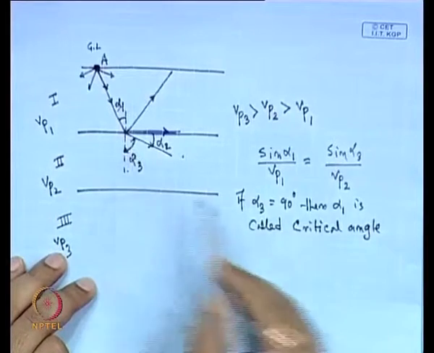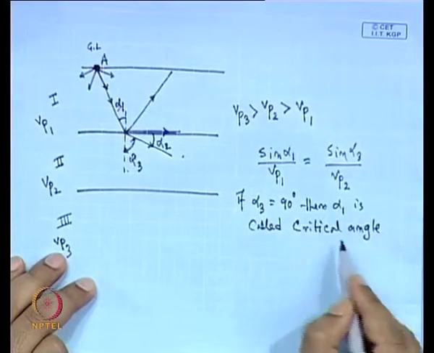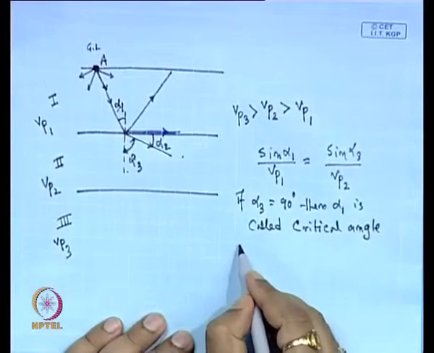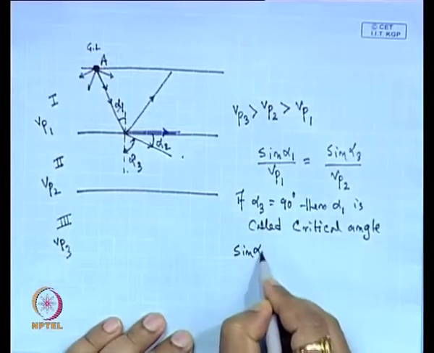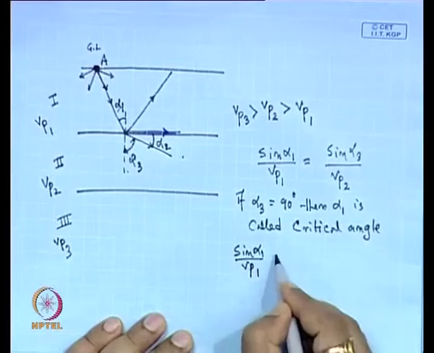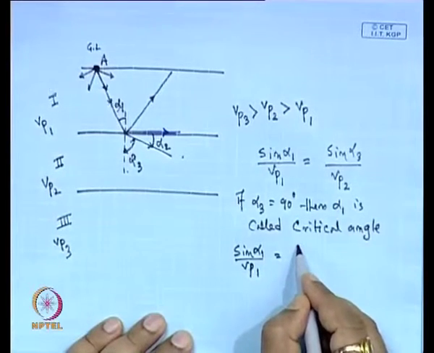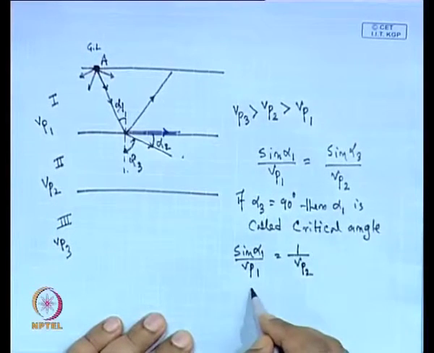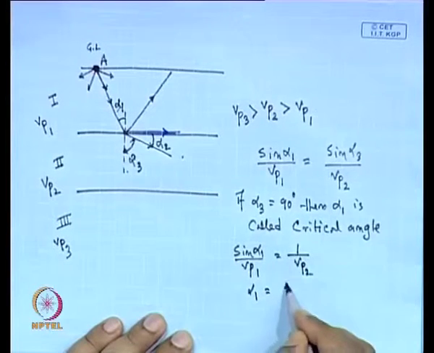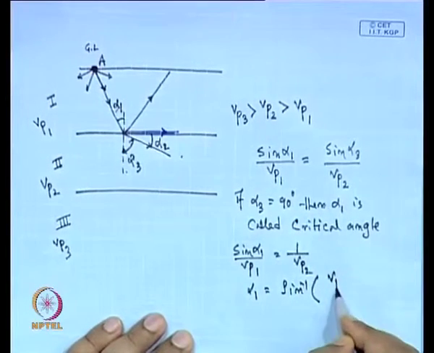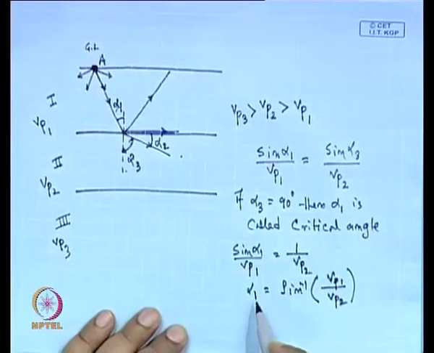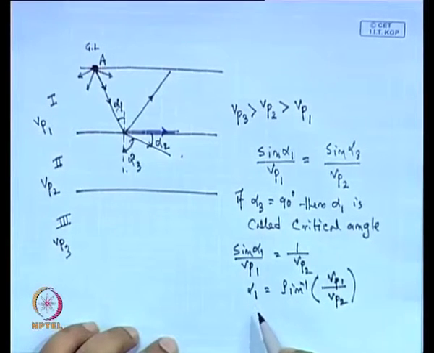So, this is called the critical angle of incidence. Now if we put alpha 3 equal to 90 degrees, then we can write that sin alpha 1 divided by V p 1 will be equal to sin 90 degrees, 1 by V p 2. So, alpha 1 will be equal to sin inverse of V p 1 divided by V p 2. So, this alpha 1 angle is the critical angle under this situation.